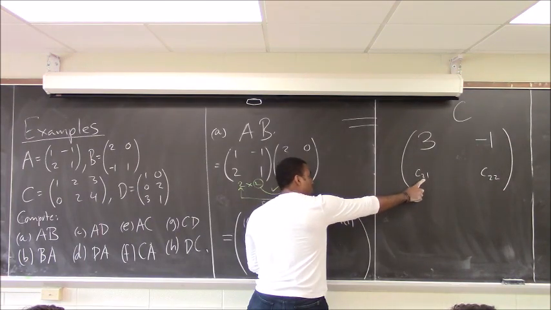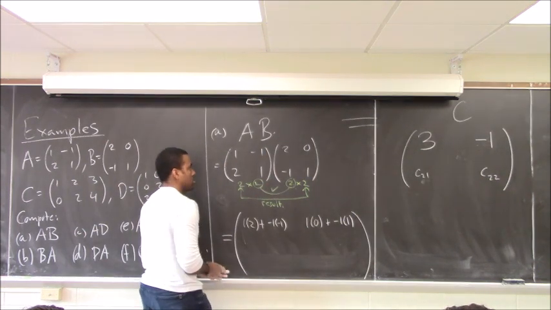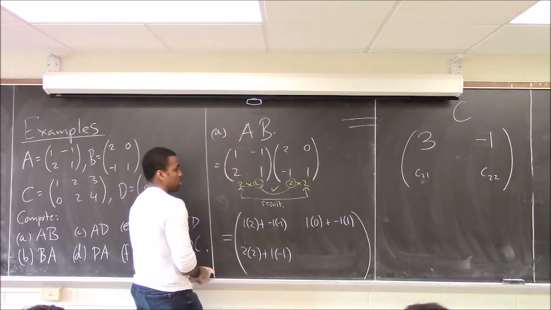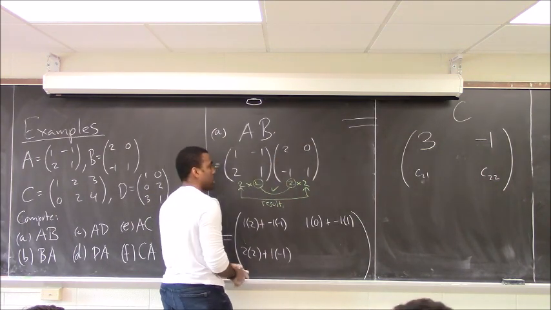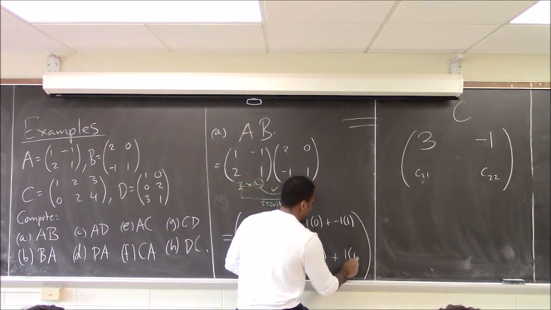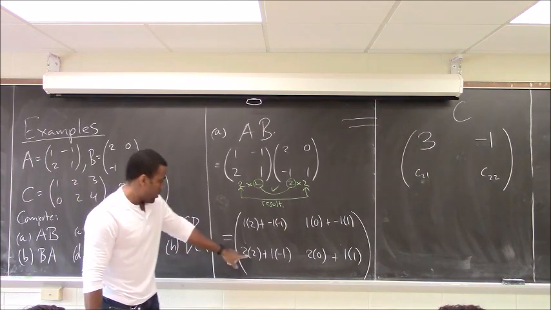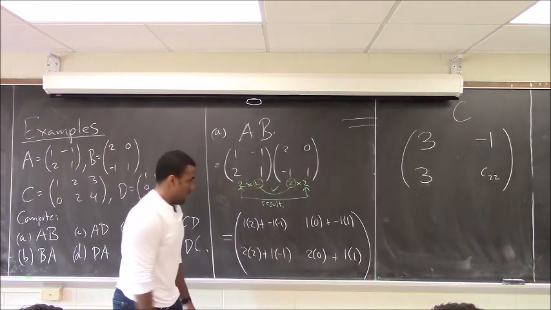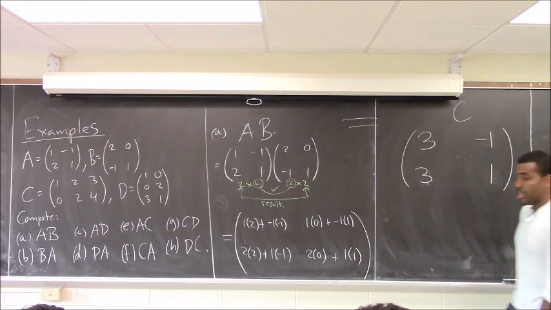C21 means take the second row of A, dot product with the first column of B. So we're going to take this times that, 2 times 2 plus 1 times minus 1. And then C22 means take the second row of A, dot with the second column of B. So this is going to be 2 times 0 plus 1 times 1. So now you compute this. This is 4 minus 1. So that's 3. And this is 0 plus 1. That's 1. This is the result of A times B.